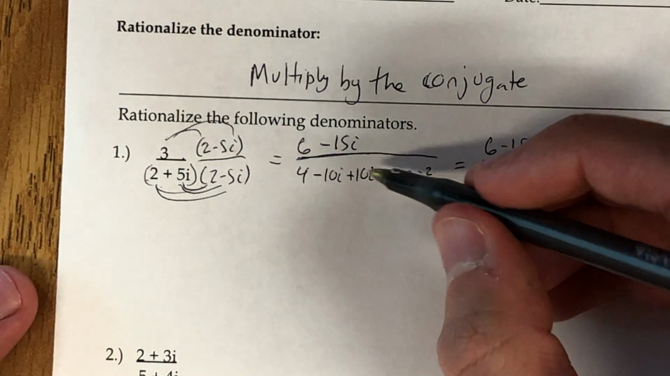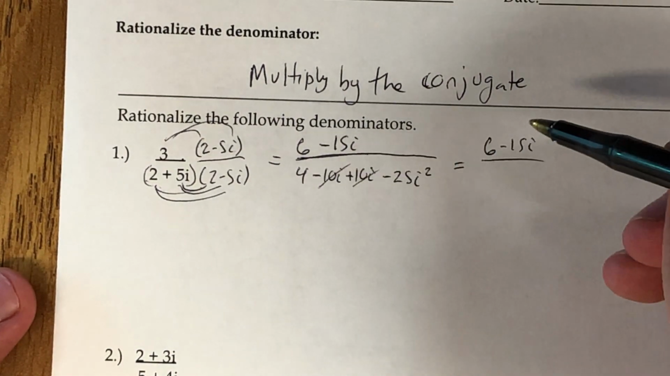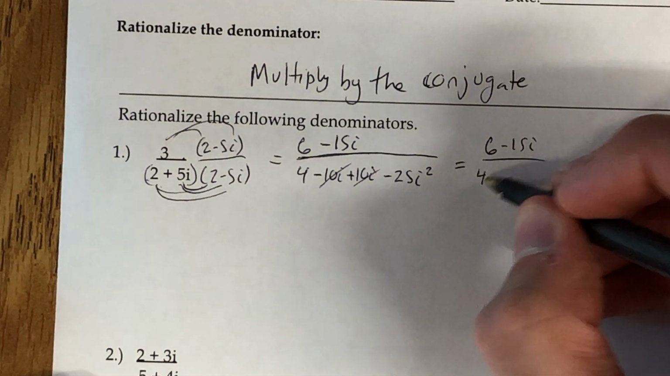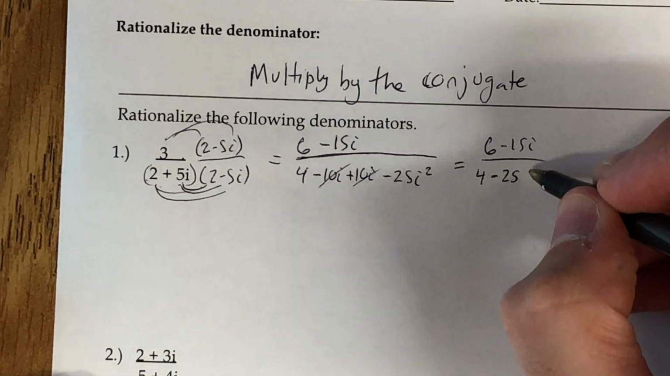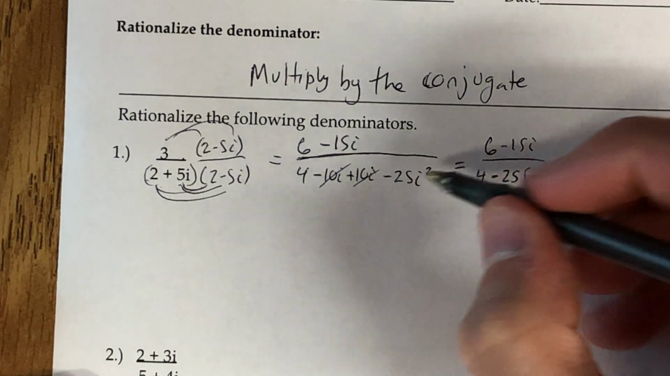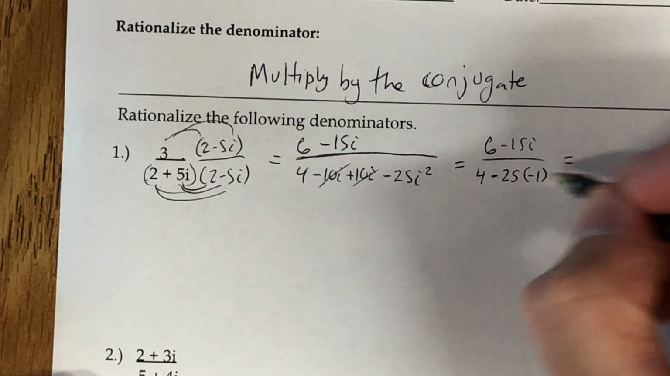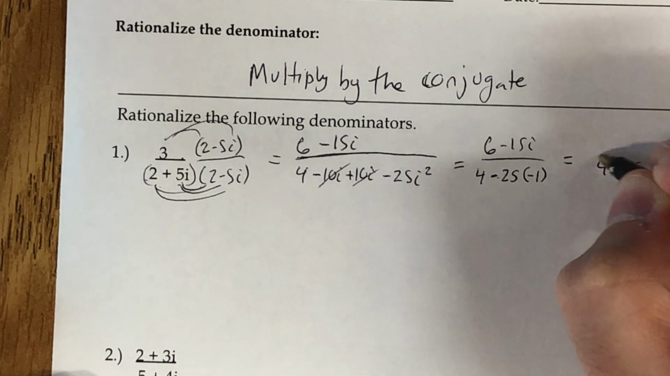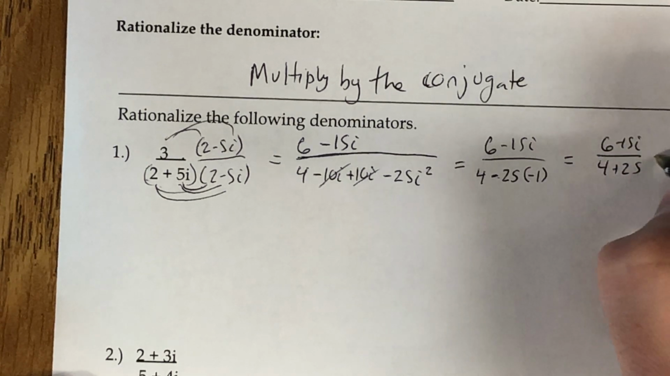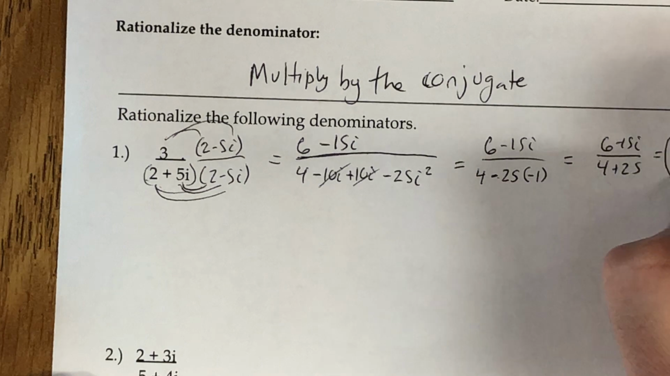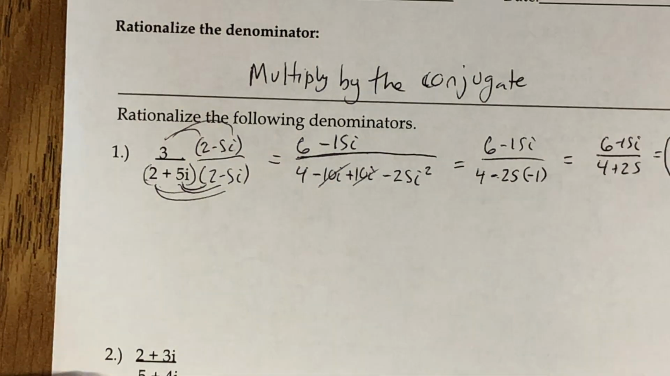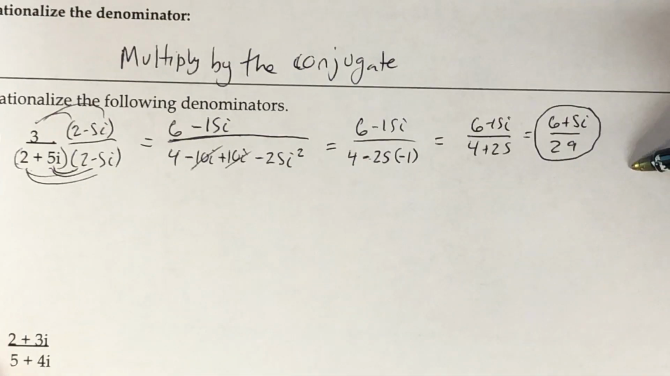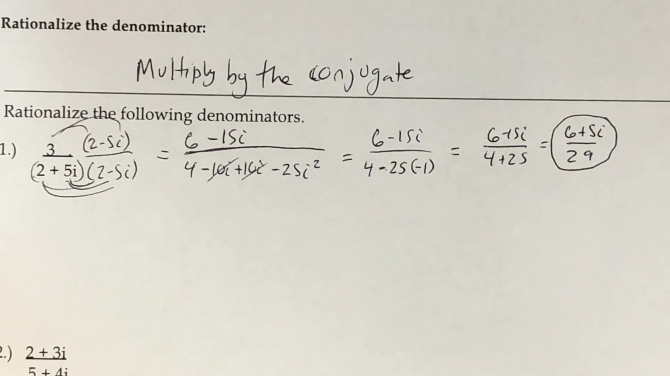Keep on going. So those i's in the middle cancel. So we have 4 minus 25 times negative 1, since we got to substitute negative 1 in for i squared. Negative 25 times negative 1 is positive 25. So we get 29 below and 6 plus 5i above. So this is called rationalizing the denominator. We've made the denominator rational now because there is no imaginary part.